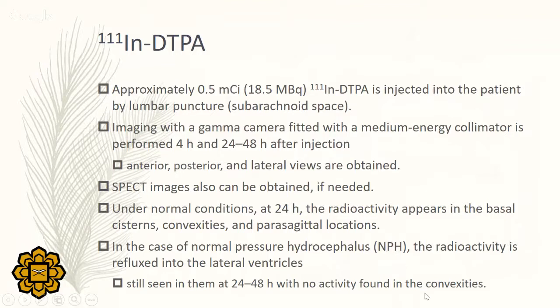So, for example, you don't know what kind of patient you have. You administer the drug, and you don't know whether the patient is in a normal condition or not. Then after the administration, you observe for 48 hours. You find no activity in the convexities, so you can say, okay, this patient might have NPH disease.